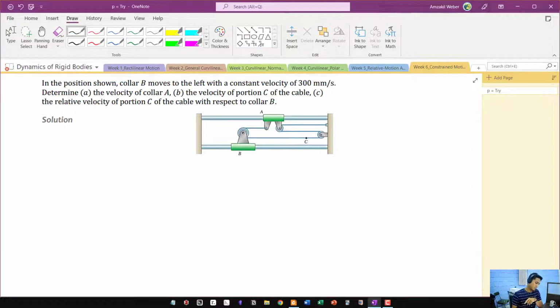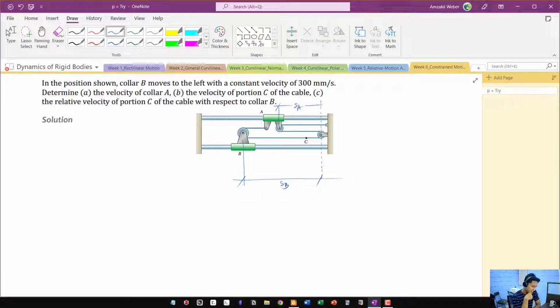So first things first, datum line. I'm going to put the datum line here because it is appropriate. Second, absolute positions. Absolute positions for B should be SB. For A, I'm going to use the center of that pulley, SA. There are only two objects, so you only need two absolute positions.